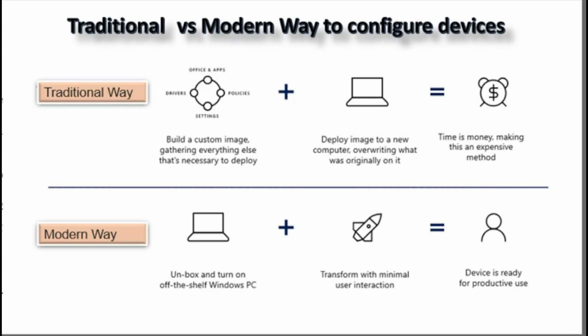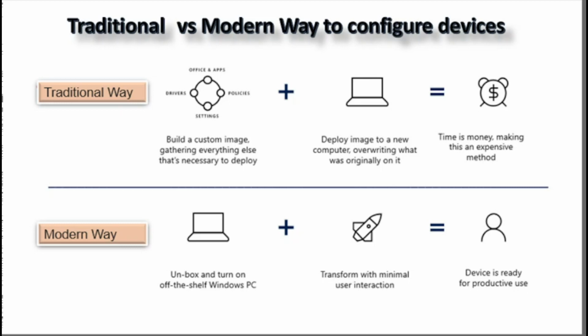efforts. Now the modern way of configuring the device is very easy and very fast. Vendor has to upload the hardware hash and ship the device directly to the user. Admin has to configure a one-time deployment profile and deploy it, and the end user just needs to power on the device and enter the username and password, and the Autopilot service is automatically configuring everything, and in less than 1 hour the system is ready for production use.